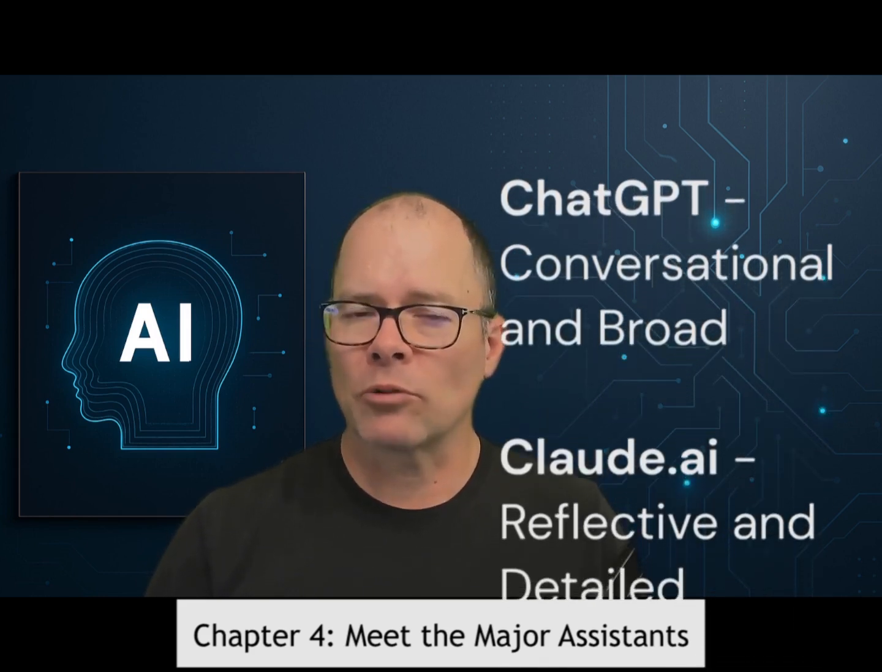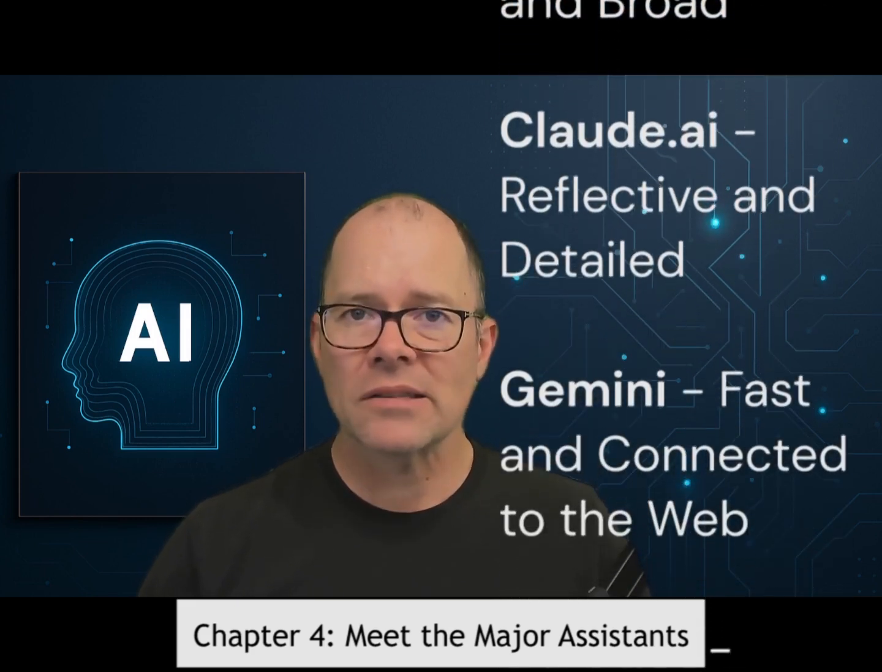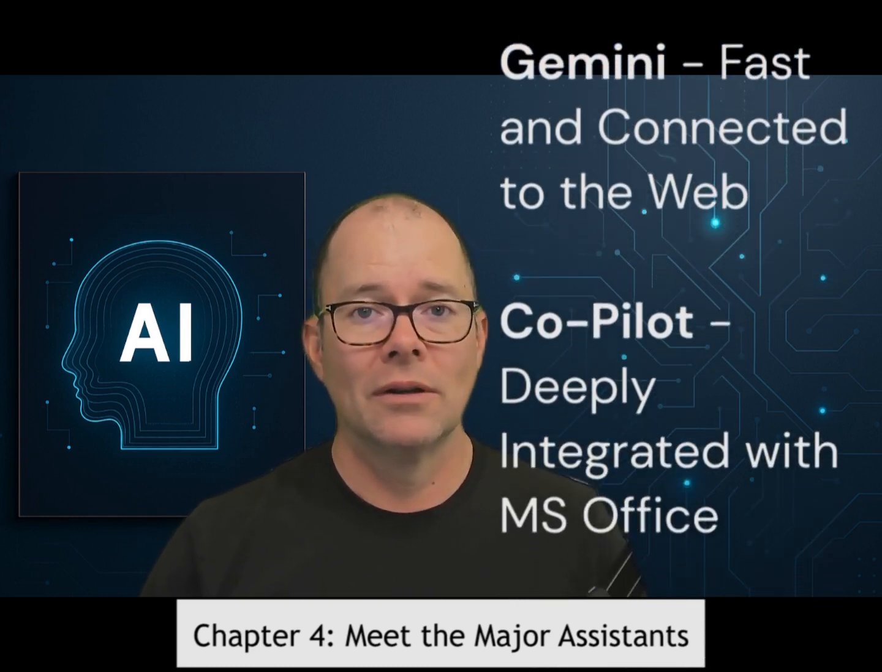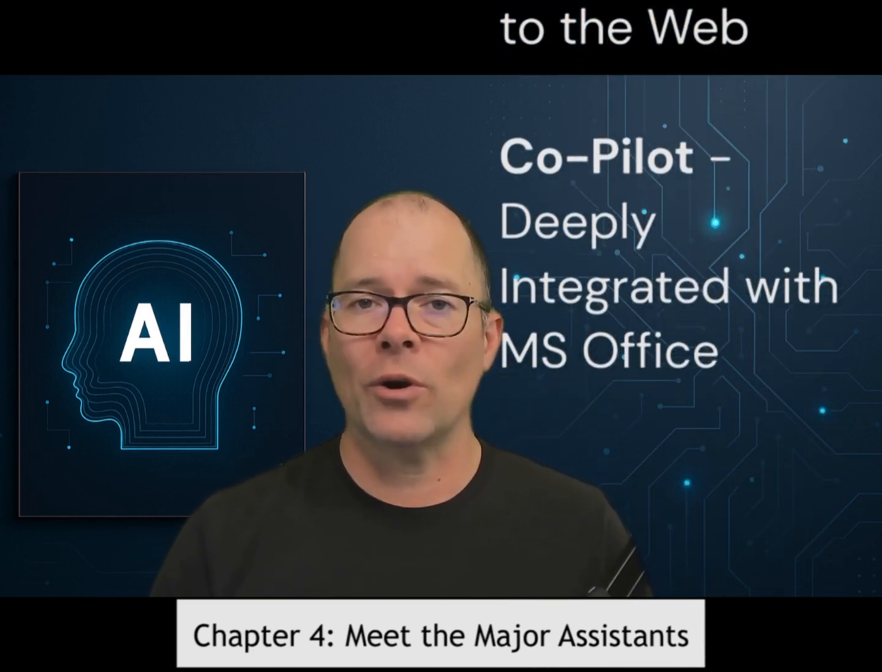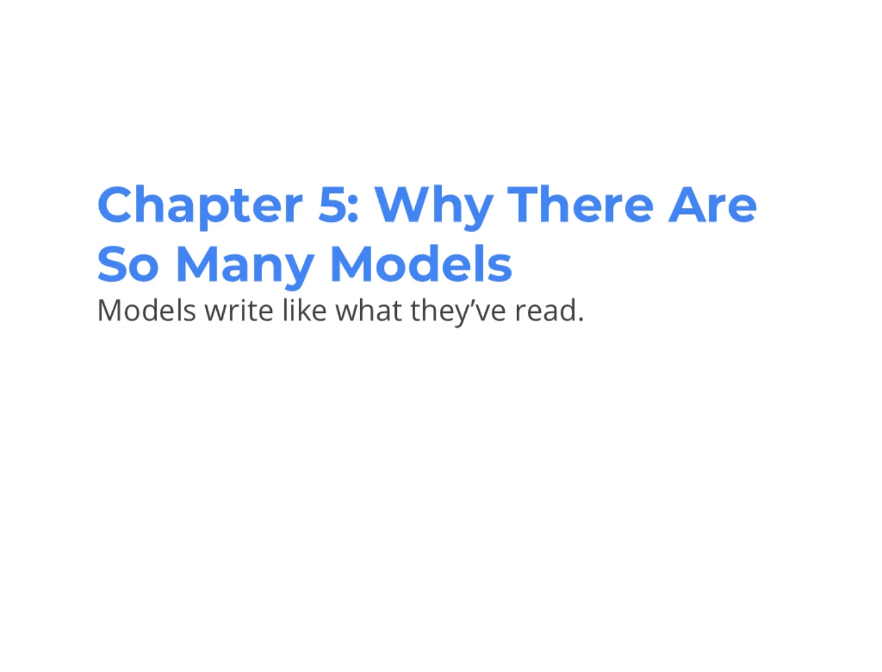Now, each assistant has its own strengths. ChatGPT is generally considered to be more conversational and broad. Claude is perhaps more reflective and detailed. Gemini is fast, and it's connected to the web because, let's face it, it's from Google. Copilot lives right where you work. It's embedded in your Microsoft tools. So often you can think of them as having different personalities, but they're all coming from the same family tree.